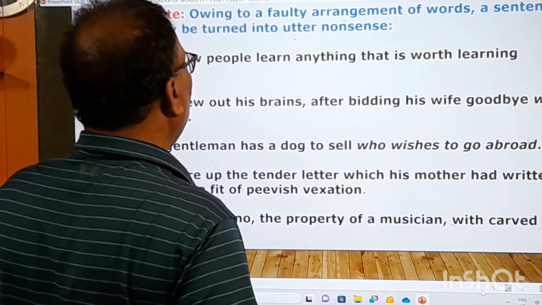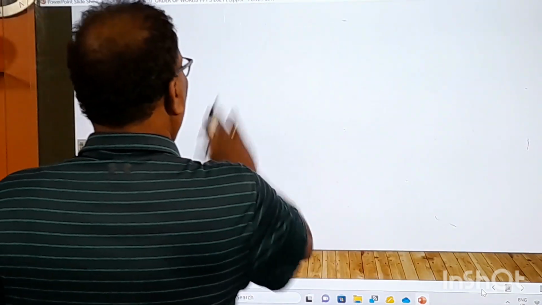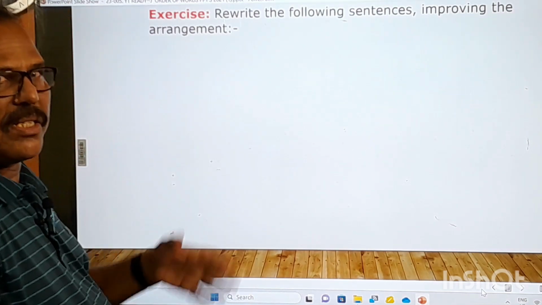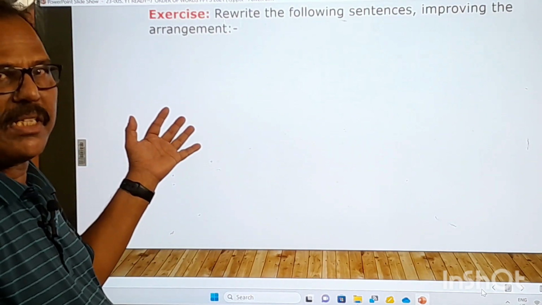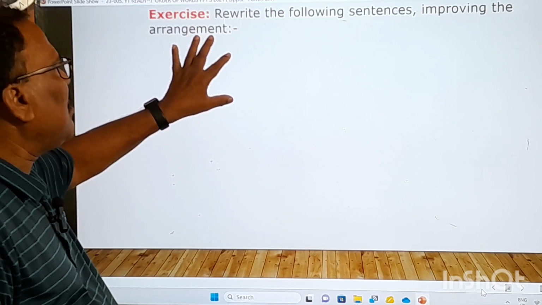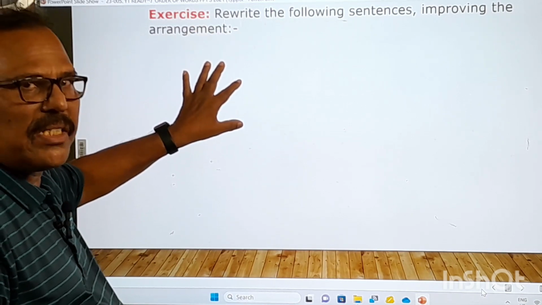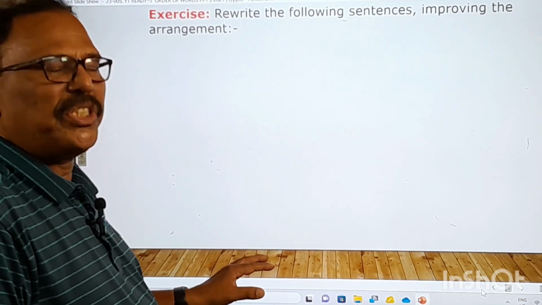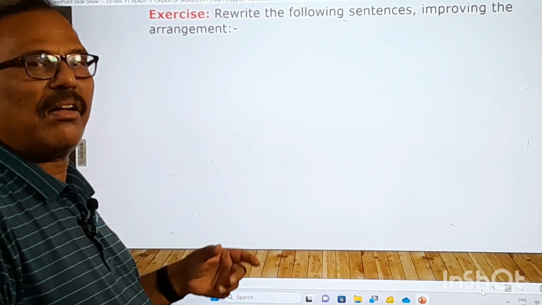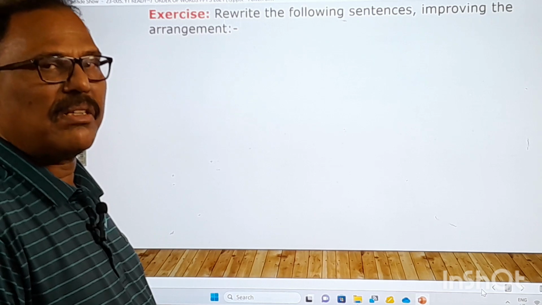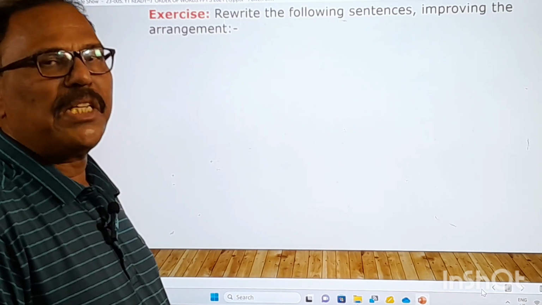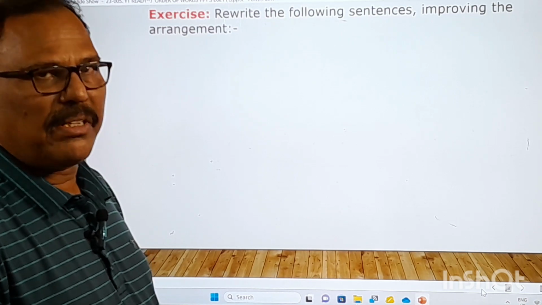And here I'm giving you one exercise. Now I'm giving you some 12 sentences. Please watch this exercise, read the sentences, and try to correct them if possible. Check up whether you can do it or not. If you have done it, please tell me. If you have any problem with these sentences, please mention it in the comment box.